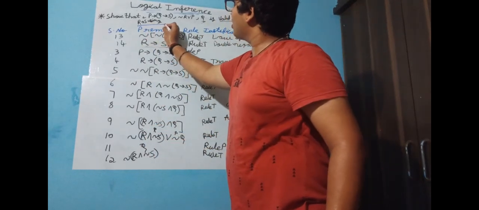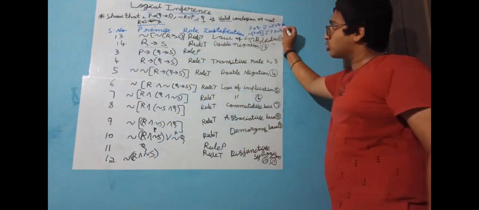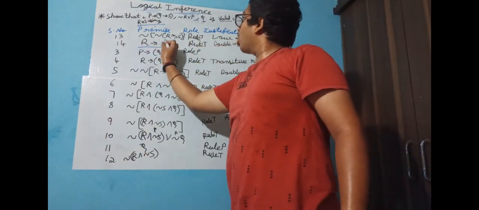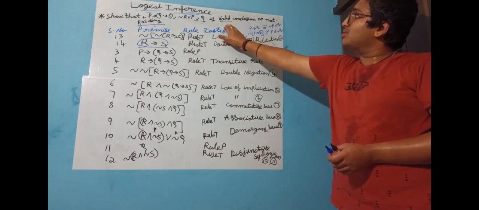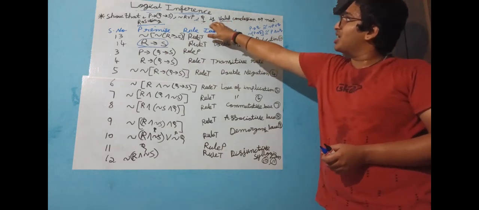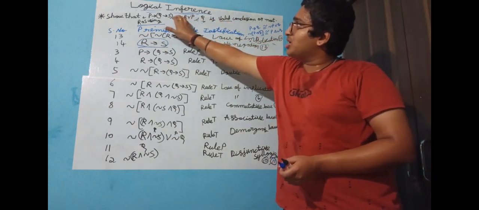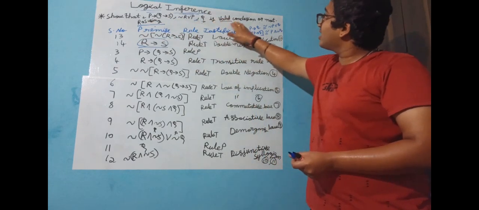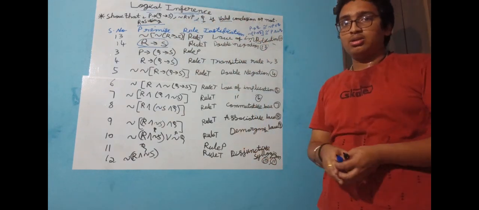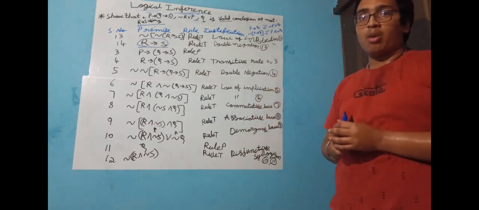R implication S is what we need to prove, right? Show that R implication S is a valid conclusion or not. We have got R implication S. Therefore, the given premises made us obtain the solution. Hence, it is a valid conclusion. That's it. With this problem, we will end here.